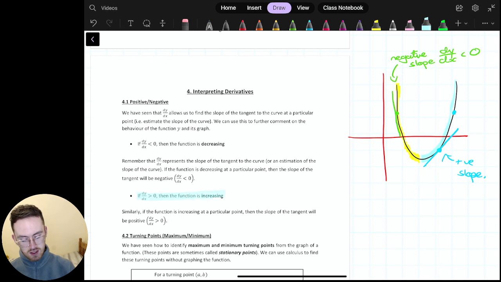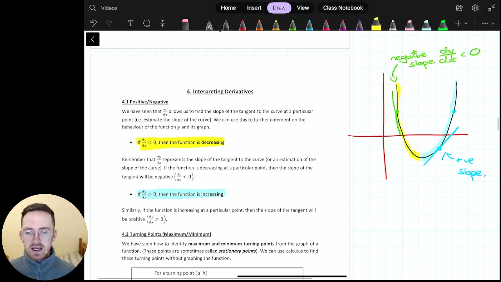This blue part correlates, I suppose, with the blue section on the graph. The yellow part goes with this section here. So if my derivative is less than 0, my function's decreasing. If my derivative is greater than 0, then my function is increasing. And we see the similarities there between the slopes of the tangents and that idea: if we look at the tangent, we see the slope is positive, and that really only happens when my function is increasing at that point.